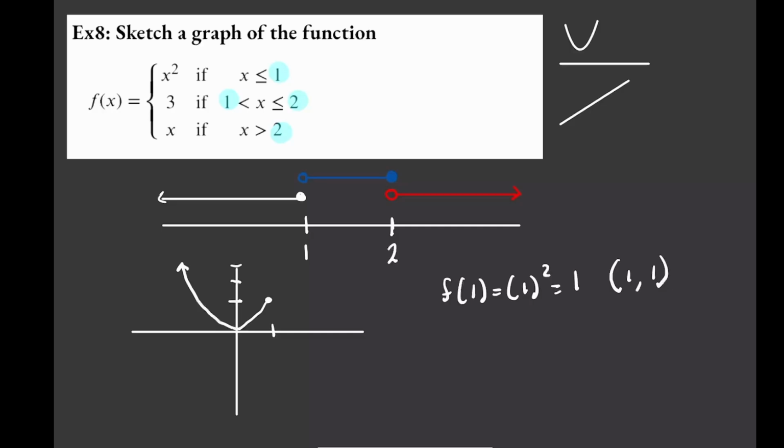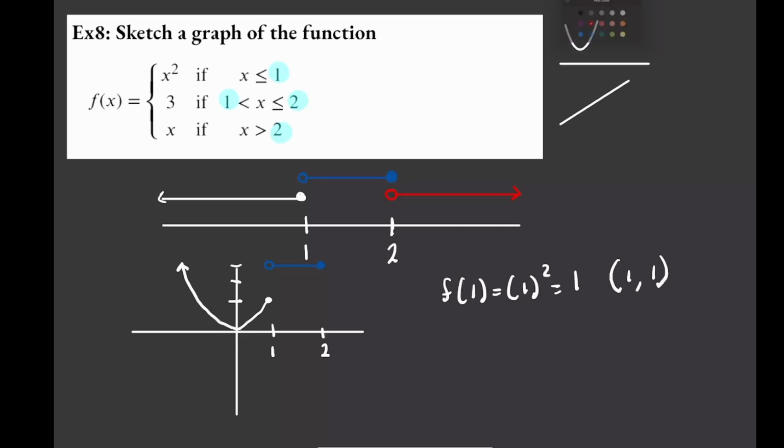Now I need to look at my second function. I know it's going to be from 1 to 2, and any value I input for that function, the output is always going to be 3. So even if I input a 1, it's going to be 3. So right here, at 1, it's going to be an open circle. And then it's always going to be a horizontal line at 3, so y equals 3. Now this is my second function being graphed.